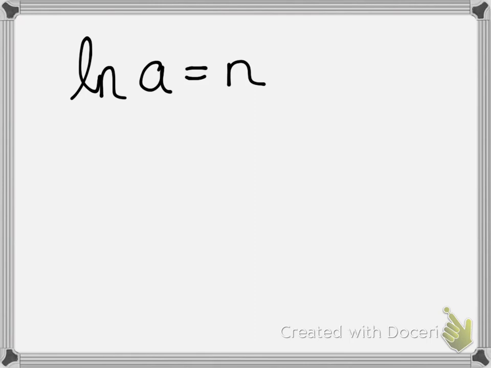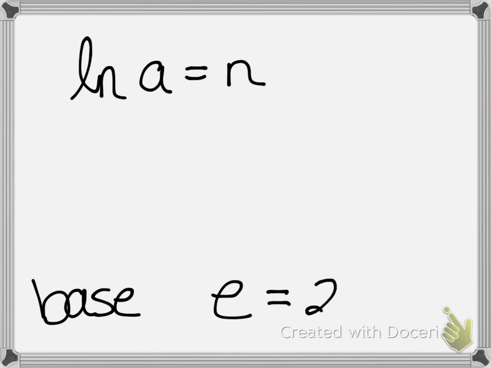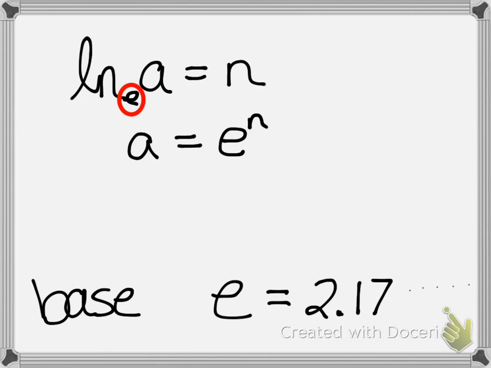What's important is that the natural log always has a base of e. E is kind of like pi. Pi is 3.14159 and so on forever. E is 2.17 and continues forever as well. So when we change this to exponential, the a is going to stay in the same spot, and the base of our logarithm, which is e, is going to be the base of the exponent. And e is a button on your calculator as well, so make sure you find that.